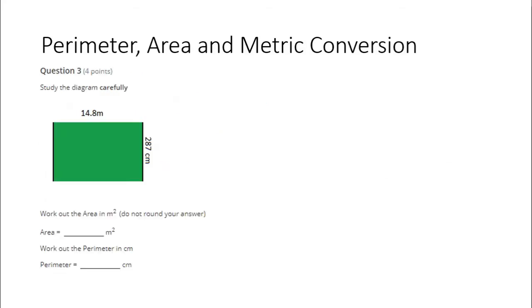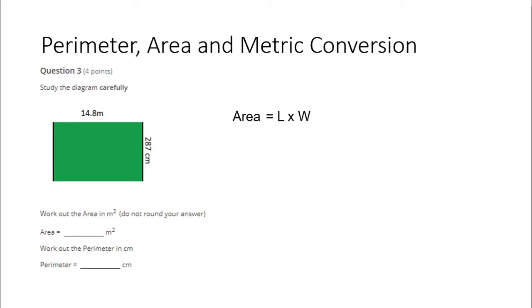Next question. Here we're again given a rectangle. We're given a diagram this time, and we're asked to work out both the area and the perimeter. But watch out, look at the diagram carefully. I am given one length in meters and the other is in centimeters. So if I want to work out the area in meters squared, we better do some converting, and it's easiest to work with meters if we want our answer in meters squared.